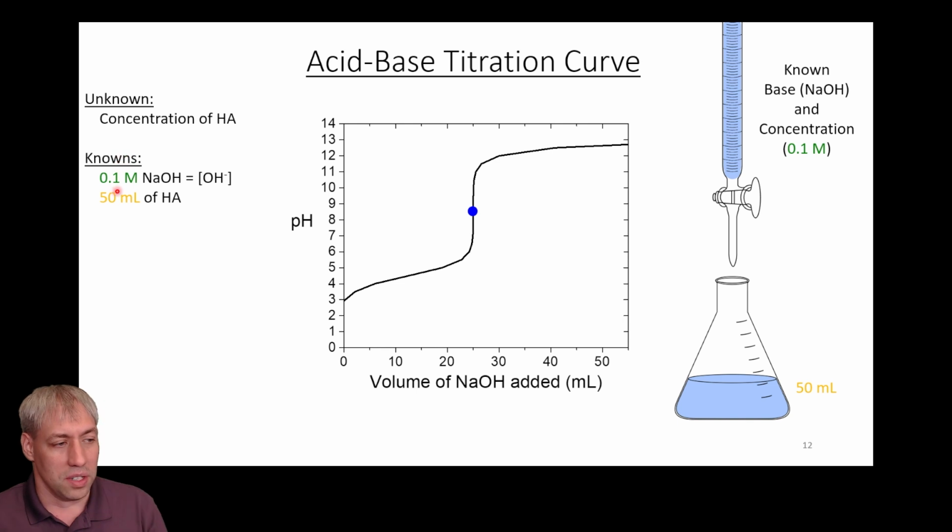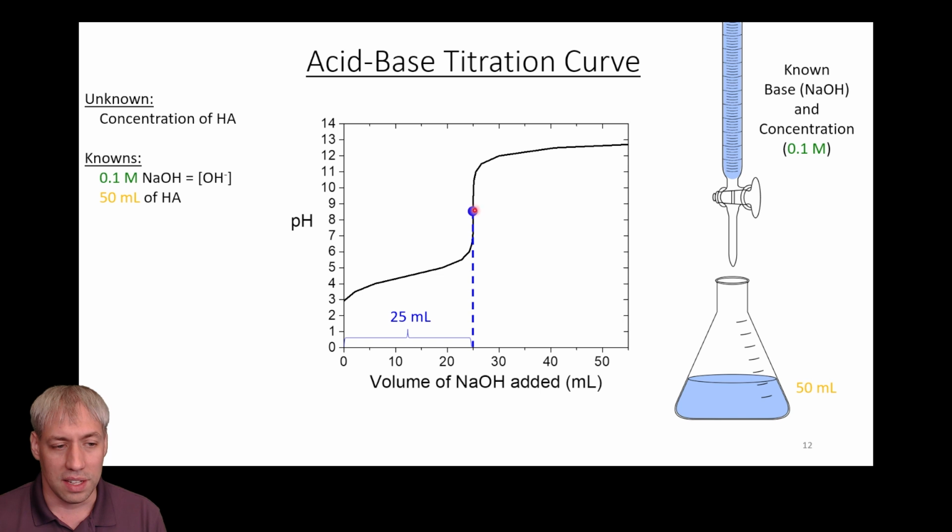And so here's our knowns, 0.1 molar sodium hydroxide or 0.1 molar OH minus. That's our stock solution here. We know what the volume of this solution is. And so if we look at our graph, we saw, okay, we needed to add 25 milliliters of NaOH in order to neutralize. That's what this upward curve, this sharp incline means.